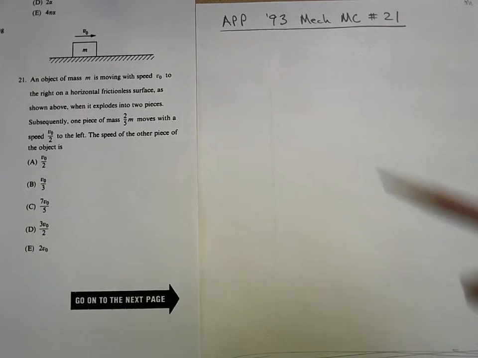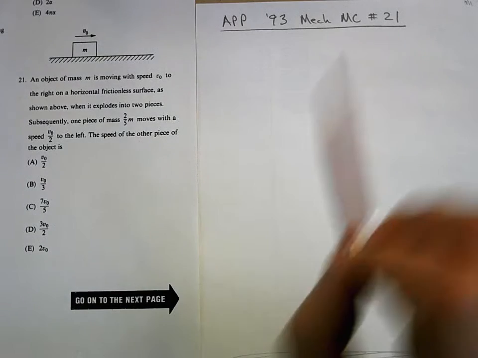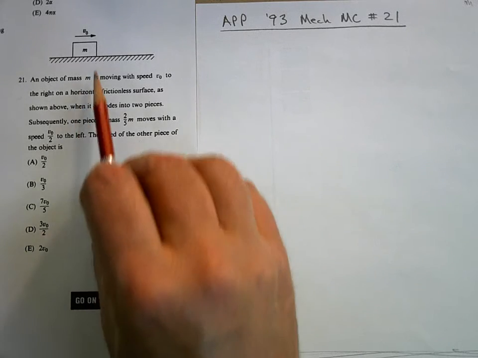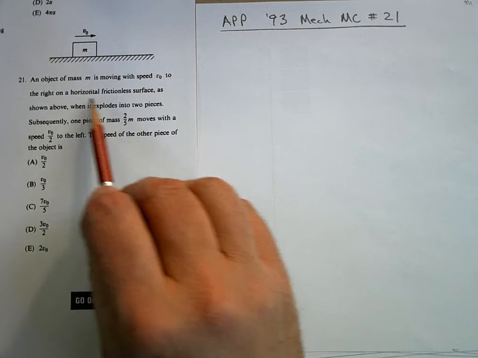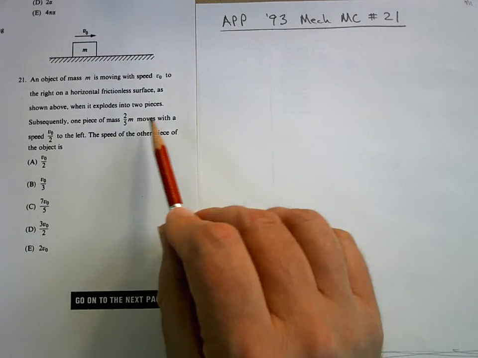Here's the solution for the 93 mechanics multiple choice problem number 21. Here's the problem. An object of mass m is moving with a speed v0 to the right on a horizontal frictionless surface as shown above. It explodes into two pieces.